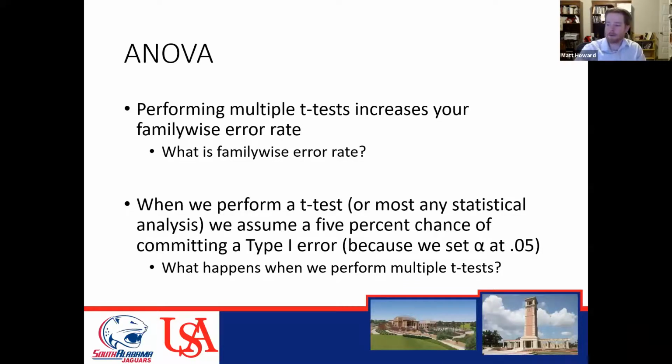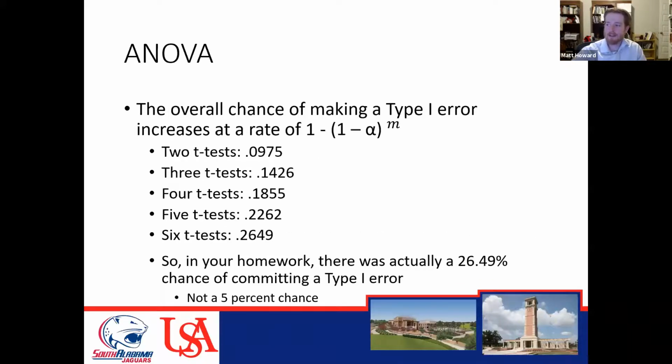So therefore, what happens when we perform multiple t-tests? We have to consider the chance of making that 5% chance of a type 1 error for each analysis we conduct. So the chance of making a type 1 error increases at a rate of 1 minus alpha to the m power, where m is the number of analyses you're running. That's the formula you would use to get each of these numbers.